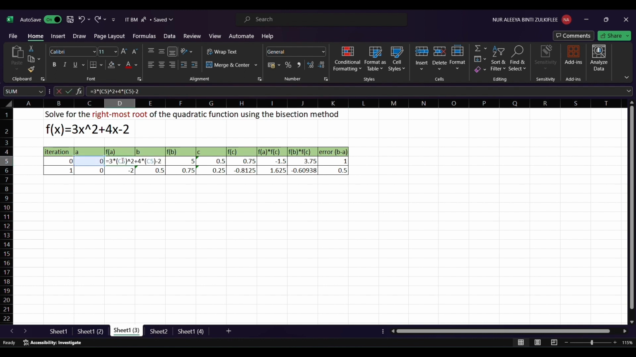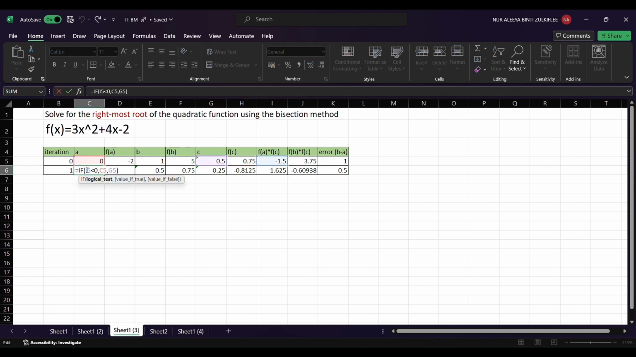For fa, you just have to sub in the value of a into the quadratic function given. And then you do the same for fb. To find c, it's just a plus b divided by 2, and you will get the midpoint. For fc, you just sub in the value of c into the quadratic function. And then fa times fc is like this, and fb times fc is the same, like this.